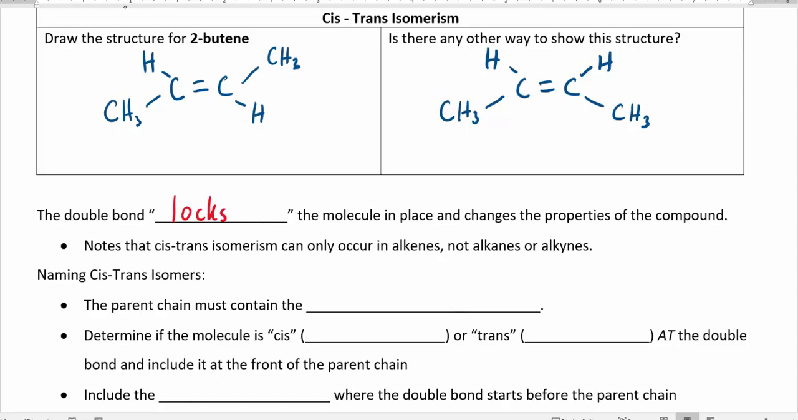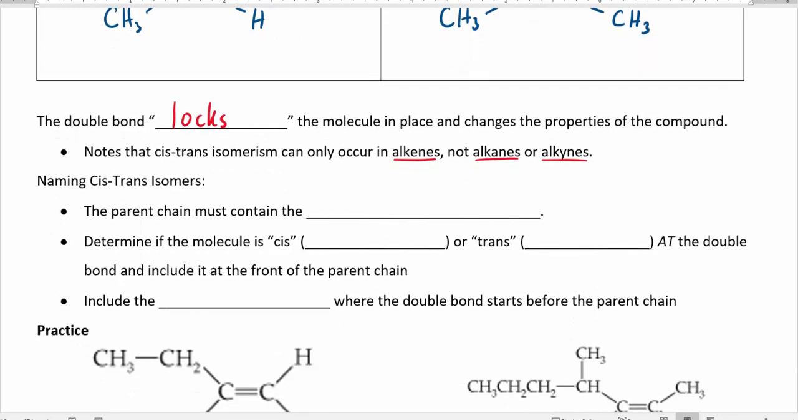And it's worth noting that these can only happen in alkenes. So they can't happen in alkanes because single bonds can always freely rotate. And they can't happen in alkynes because if you have a triple bond, well then there's no second group to worry about attached to the other carbon. We'll see some examples in a second. When it comes to naming these things, remember the parent chain must contain the double bond, just like it would for any alkene.